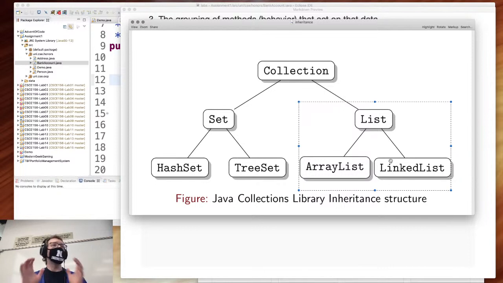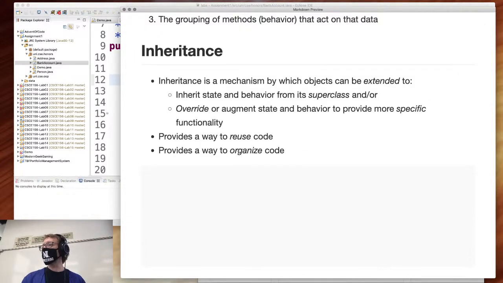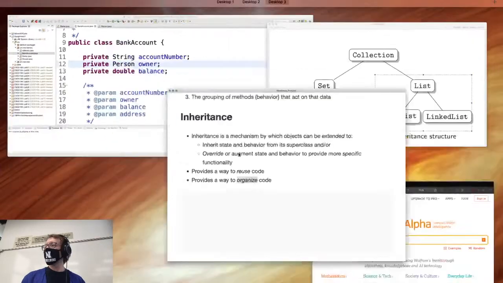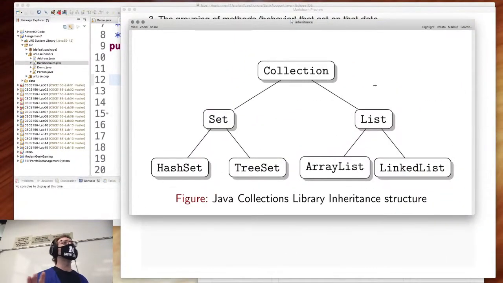A linked list is a collection that holds stuff in an ordered manner, but using a bunch of connected nodes instead of an array. So the most abstract ideas are up top, until you get down to the more concrete ideas down here. At each part, you are inheriting behavior. You are inheriting aspects of the parent, right? And the other justification for this is it provides a way to organize code. Right? This kind of tree structure is used all over the place in order to organize things into a hierarchy.